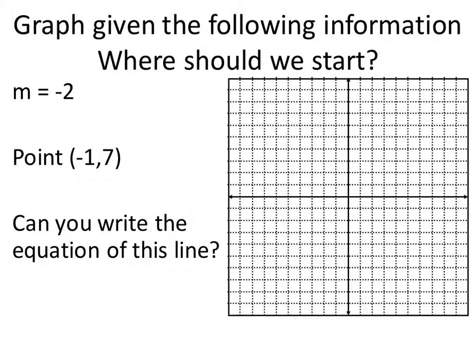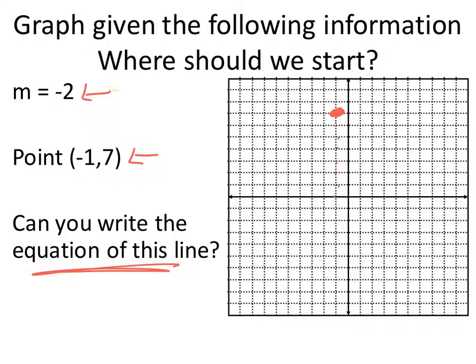But what happens if it gives you a slope and just a random point? Can I figure out the y-intercept from there? Can I write an equation of this line? Not yet, but I can graph the line and see if I can write an equation. So let's start at the point that they give us, negative 1, 7. Negative 1 is here, and then 7's up here. 1, 2, 3, 4, 5, 6, and 7. There's my point.